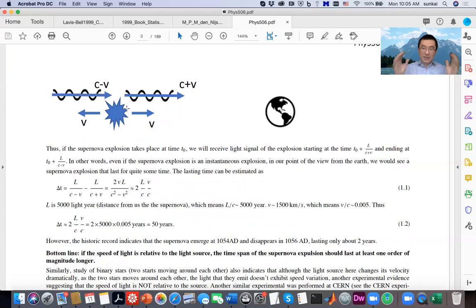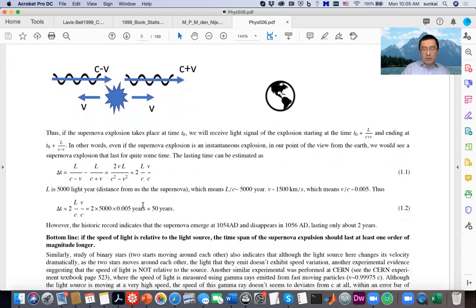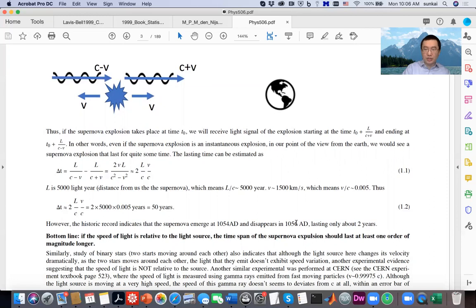Even if the supernova explosion is an instantaneous event, because some signal comes to Earth earlier and some signal comes to Earth later, when people on Earth look at the supernova, we would think the supernova lasts 50 years. However, that's not true. According to historical records, this supernova only lasted for 2 years. That's more than one order of magnitude smaller than the estimate we performed here.